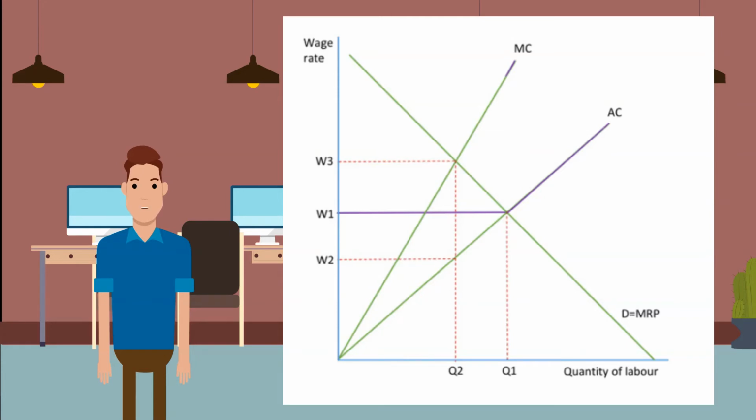This diagram highlights that unions can have a positive impact on both wages and the number of people employed. They are able to increase wages to W3 without negatively impacting the number of workers. This increase in wages and employment is able to make the economy more efficient.